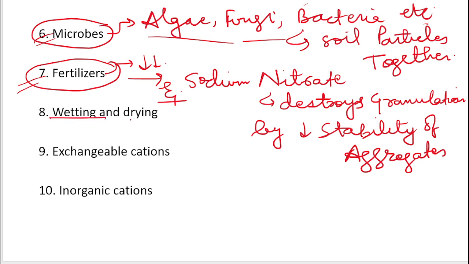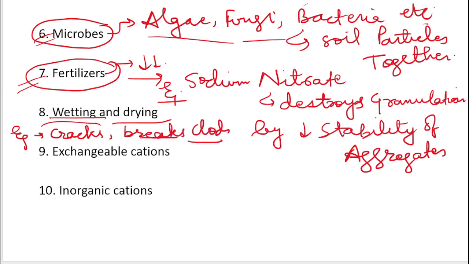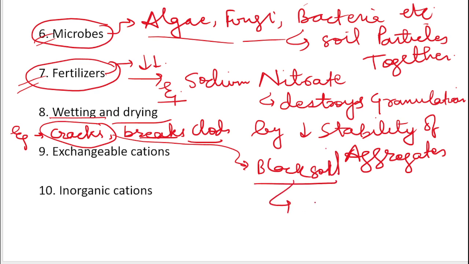Wetting and drying is another factor. Through wetting and drying, cracks are developed, clods are broken. Wetting and drying helps in breaking of clods. You can easily see big cracks in black soil. ब्लैक सॉइल में वेटिंग एंड ड्राइंग से बिग क्रैक्स को देख सकते हो, and it is also known as self tillage. इतनी बड़ी बड़ी क्रैक्स आती हैं उसे सेल्फ टिलेज भी हम कहते हैं. So wetting and drying has profound impact on soil structure.